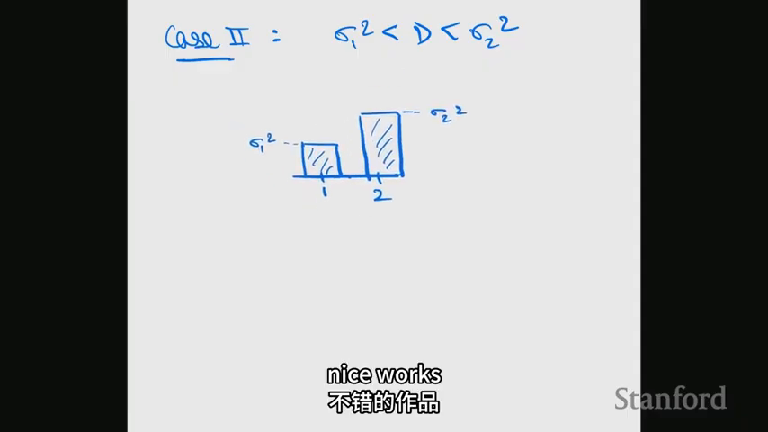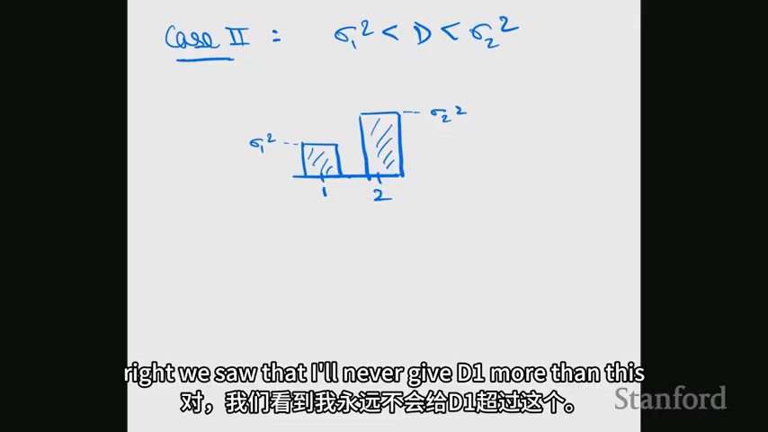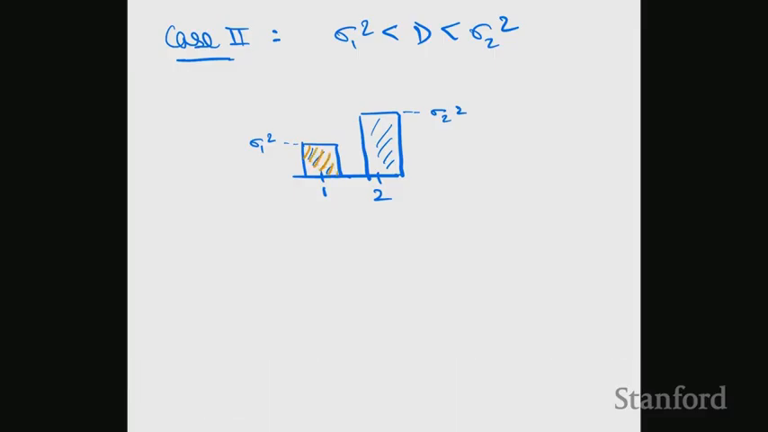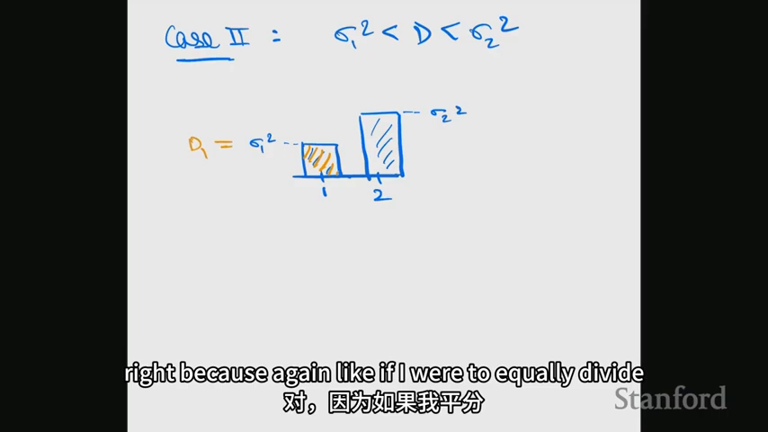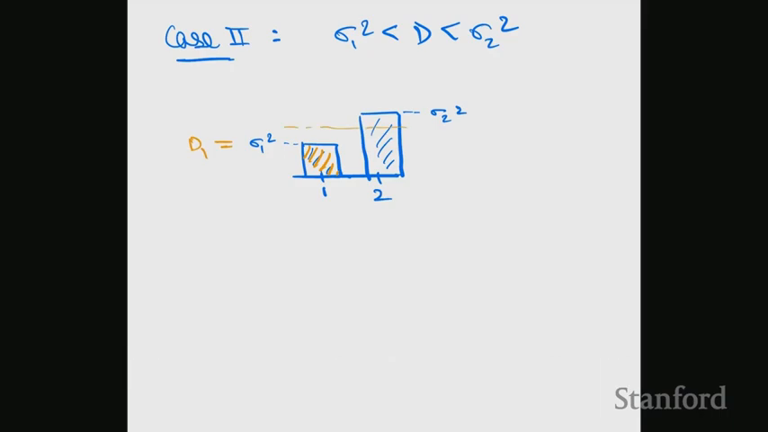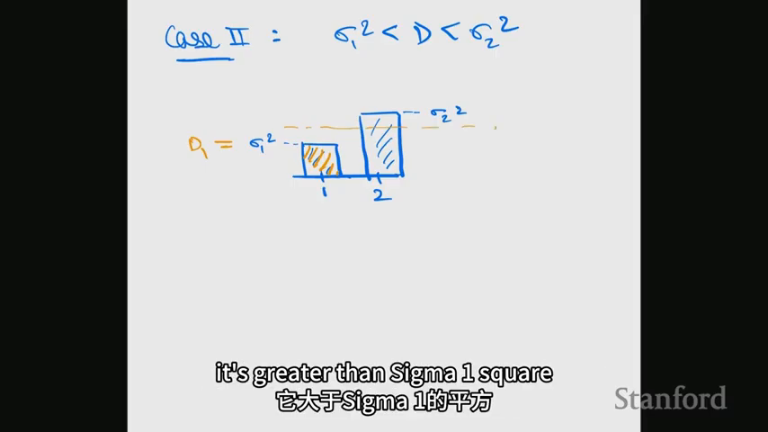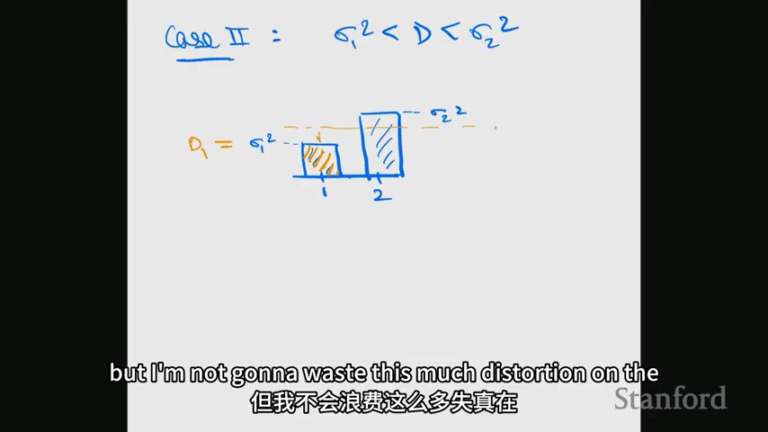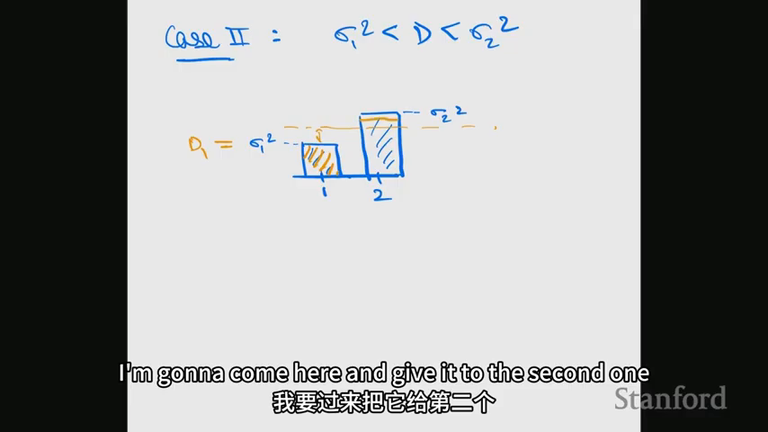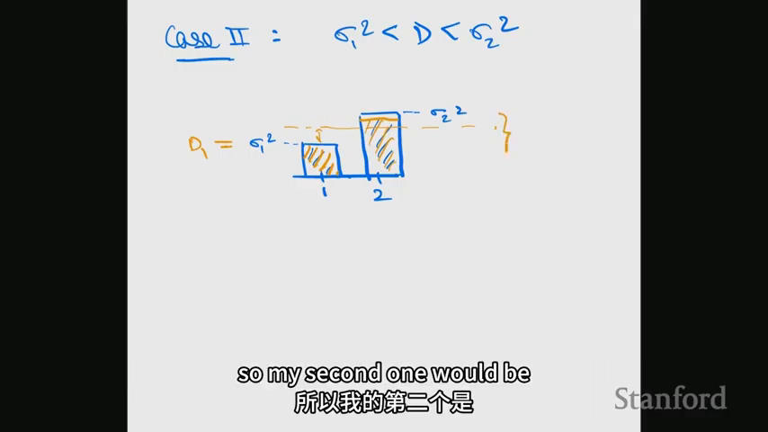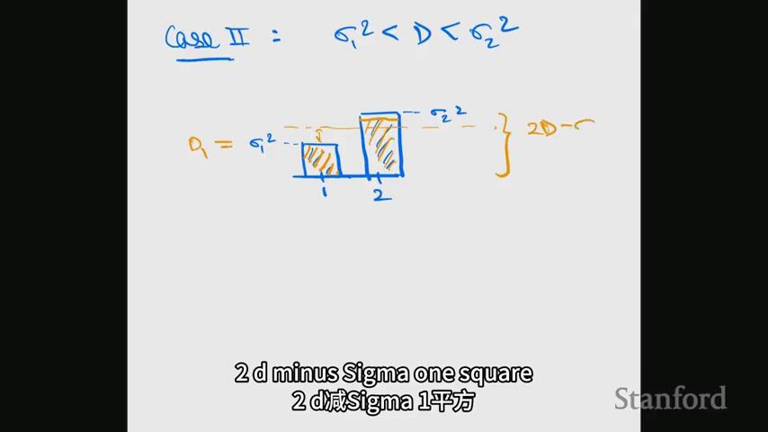Okay. So now in this case, right, we saw that I'll never give D1 more than this. So in this case, my D1 will be equal to sigma 1 square, right? Because again, if I were to equally divide, my D would have been somewhere here. It's greater than sigma 1 square, but I'm not gonna waste this much distortion on the first one. Rather, I'm gonna come here and give it to the second one. So my second one would be 2D minus sigma 1 square.